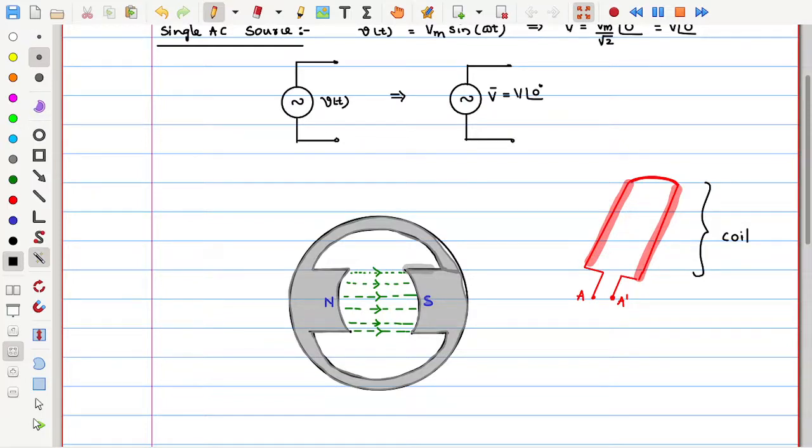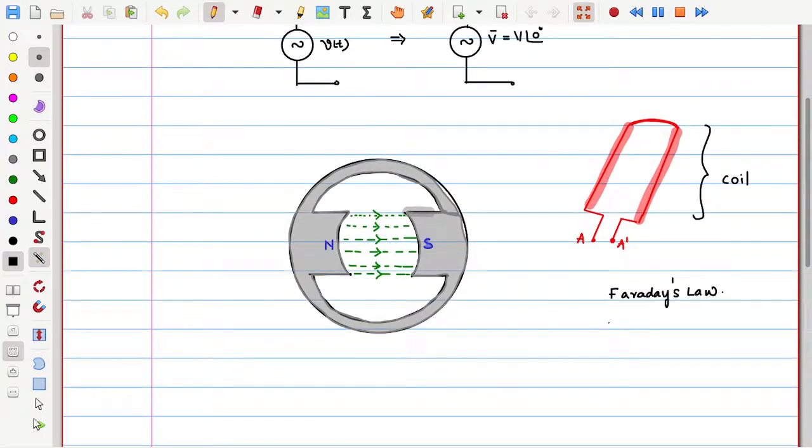Now, our main motto here is just to illustrate Faraday's law. What is Faraday's law? In order to deal with Faraday's law, we need a coil and we need some magnetic field, or the flux lines, field lines. These are the two interesting things to discuss about Faraday's law. One is the coil, another is field lines or flux lines.